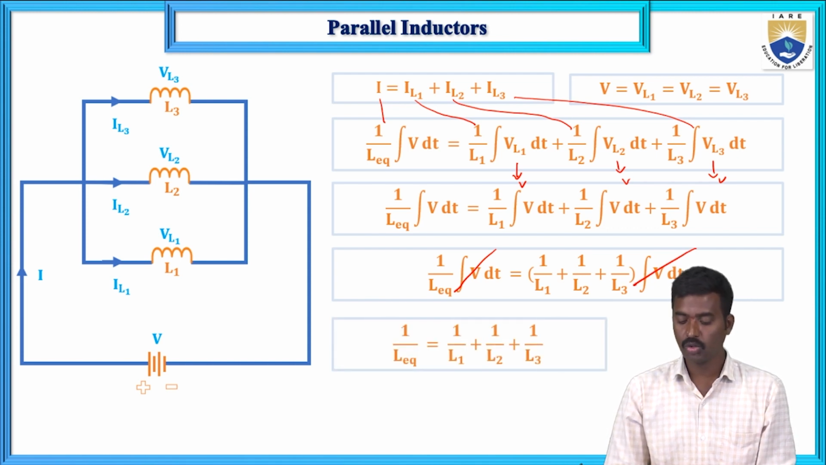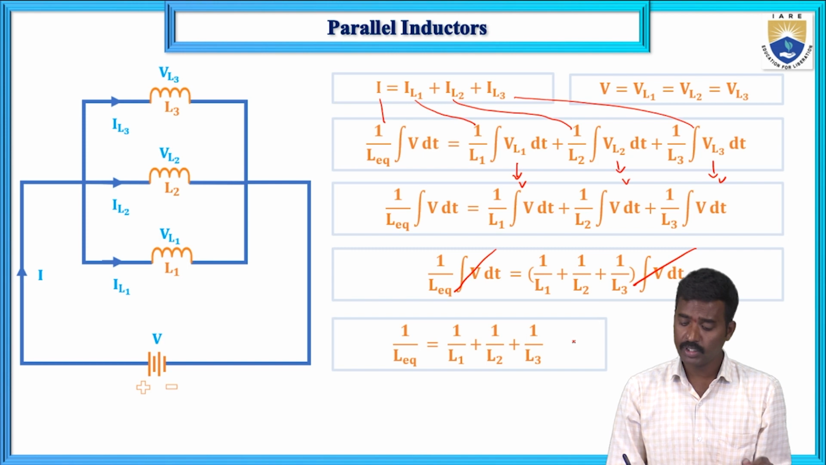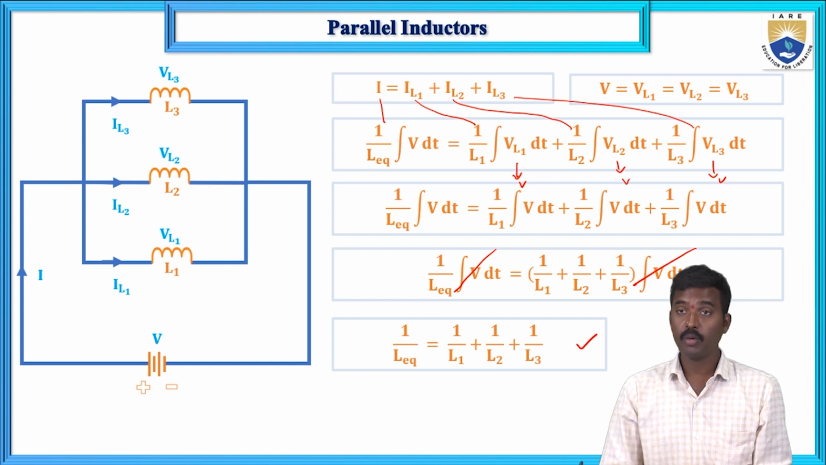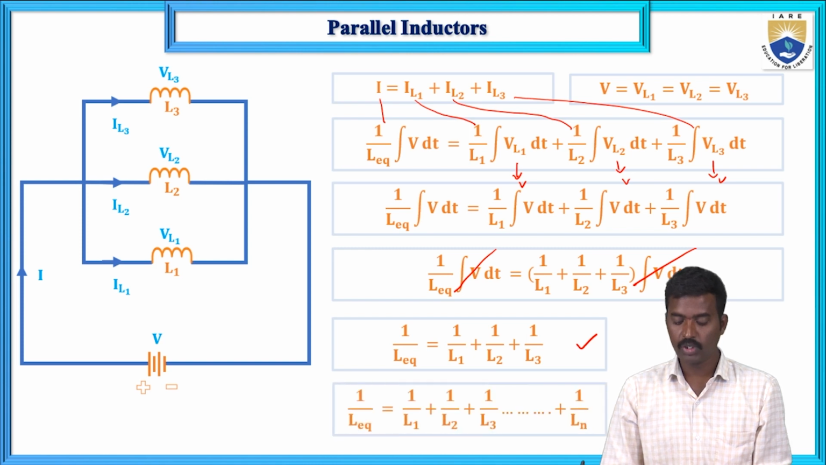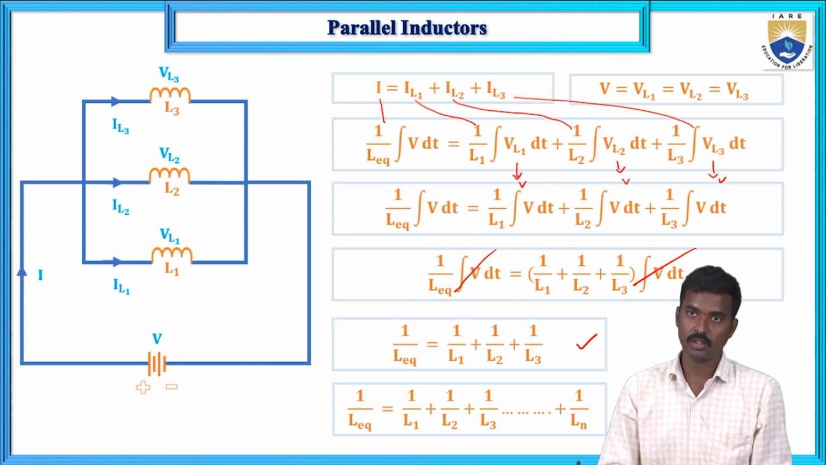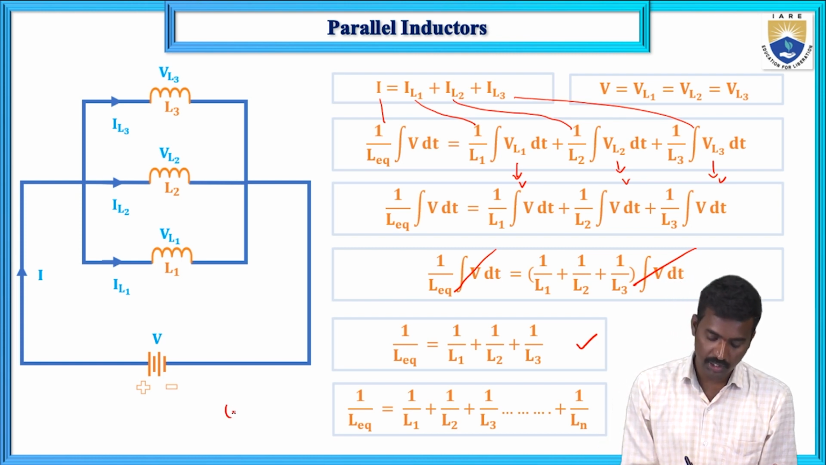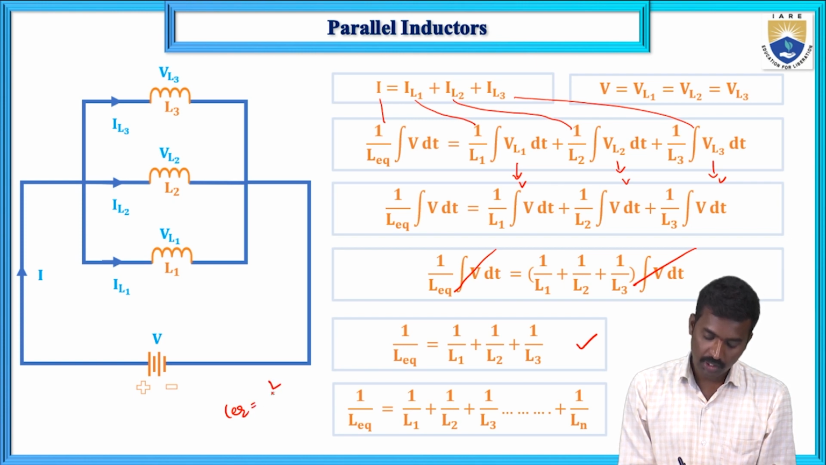So 1 by L equivalent equals 1 by L1 plus 1 by L2 plus 1 by L3. This is only for three inductors connected in parallel. If n inductors are connected in parallel, then 1 by L equivalent equals 1 by L1 plus 1 by L2 plus 1 by L3 till 1 by Ln. Now if n inductors of the same value L are connected in parallel, then L equivalent equals L by n.